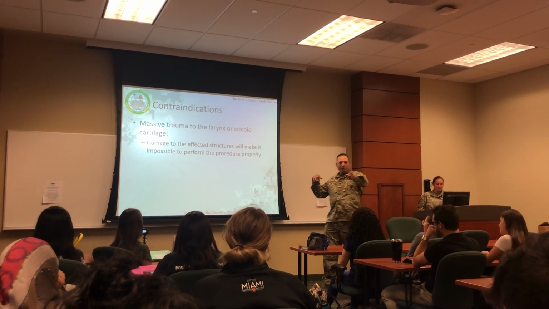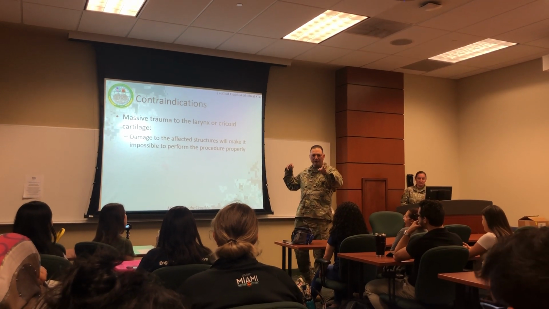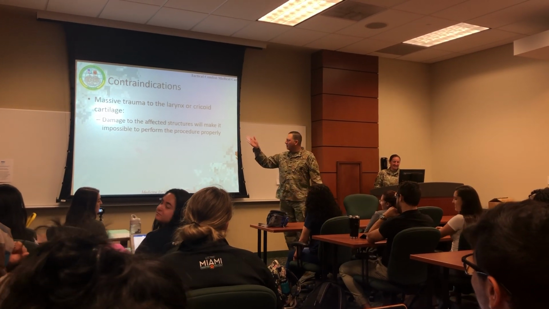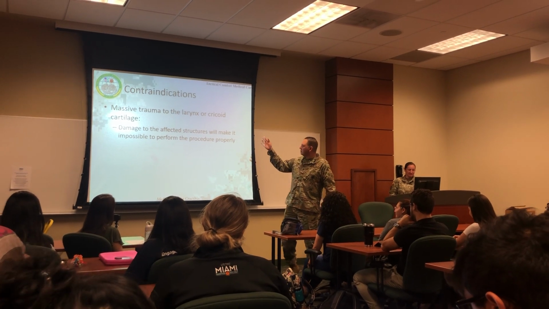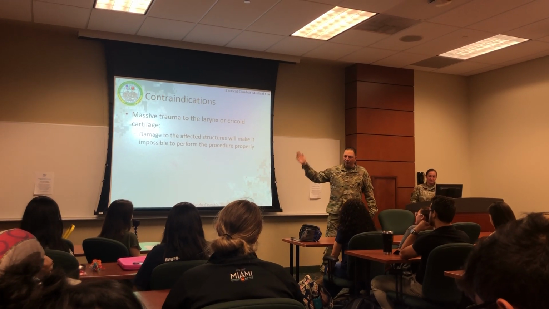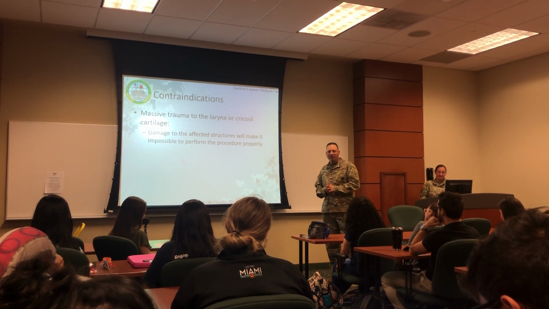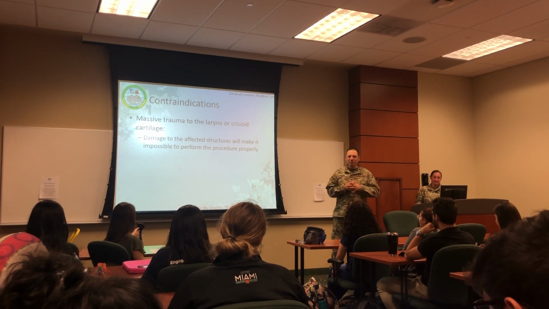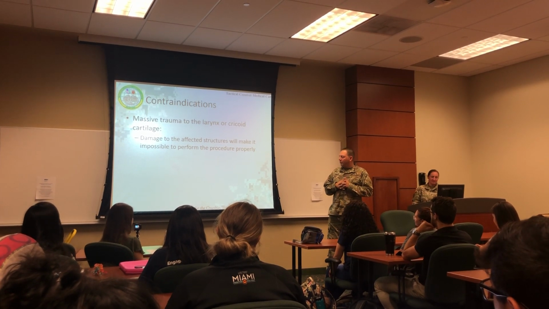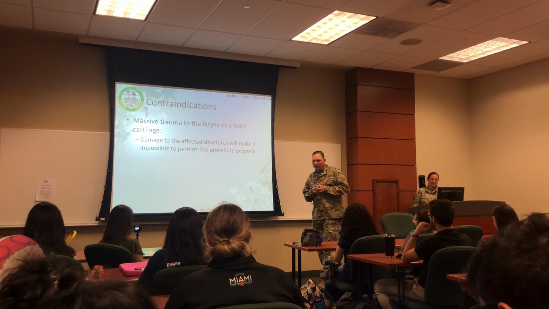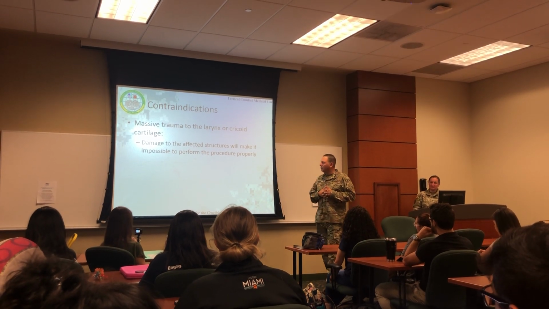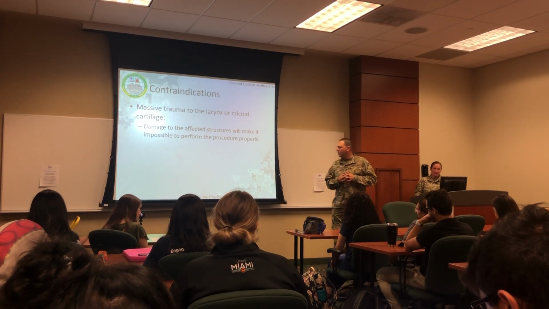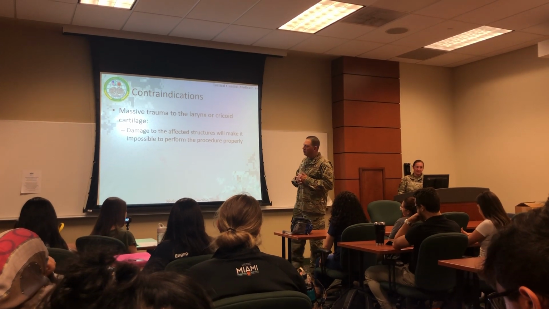Contraindications would be here, like he mentioned earlier, the student in the red shirt. Basically, massive trauma to the larynx or cricoid cartilage, then you wouldn't even be able to do that either. At that point, you're looking at different options, a little bit more out of the normal scope of what a trauma medic does in the Army, right? Or paramedics would be able to insert a chest tube and things like that. But other than that, damage to the affected structures will make it impossible to perform the procedure properly, right? Next slide.